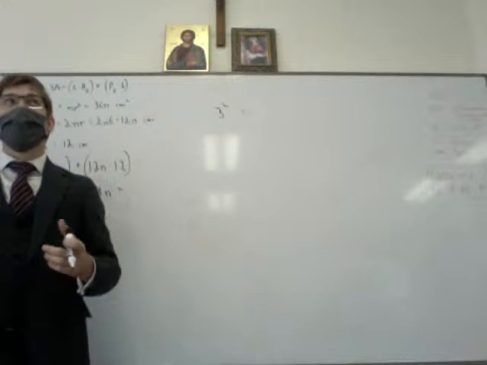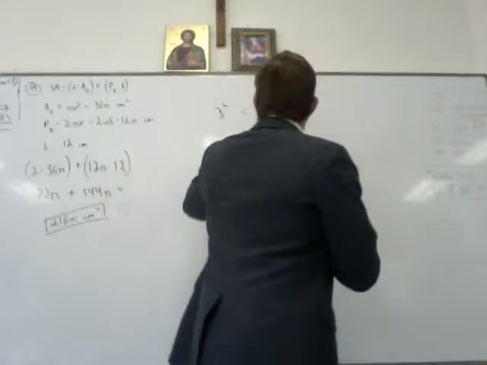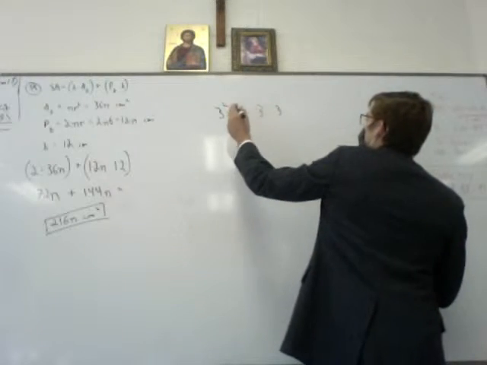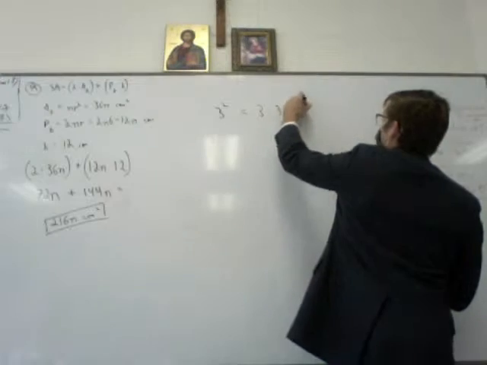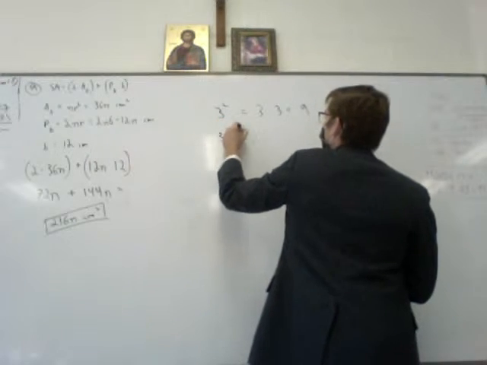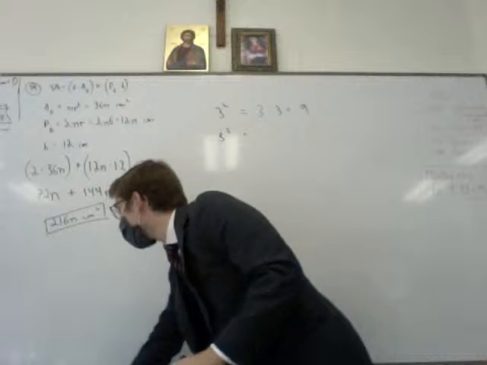9. How'd you get to 9 from there? It's 3 times 3. It means we take how many 3's? 2 of them and multiply them together. Okay, 3 and 3 is 9. What's 3 cubed? 3 times 3 times 3.